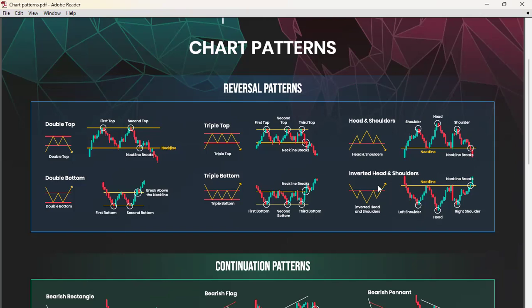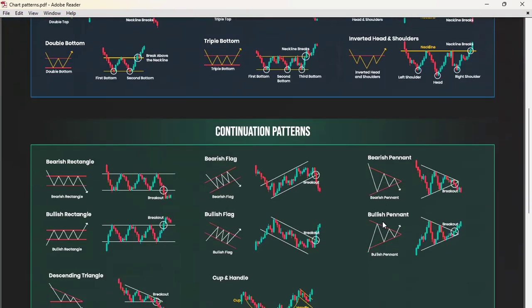Now, the inverted head and shoulders. It's the same thing, this time it's just the opposite. So it's inverted. When you say inverted, it's something that is turned upside down. So head and shoulders, you see, the same way. So please pause the video and take screenshots, because I'm going to scroll through them easily.